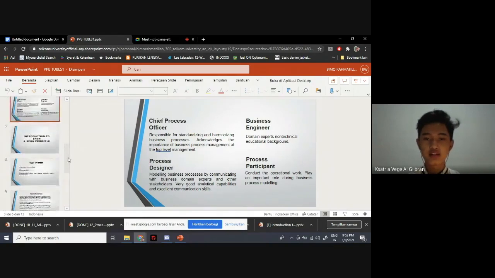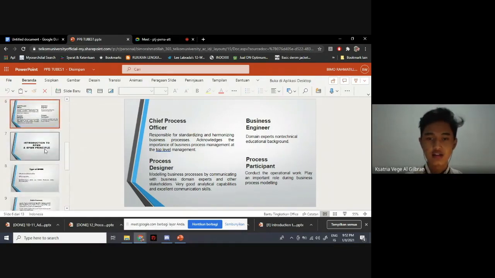And second, there is the business engineer. The job is domain expert, with a non-technical education background. And third is the process designer, who models business processes by communicating with business domain experts and other stakeholders, with very good analytical capabilities and excellent communication skills. And the fourth is the process participant, who conducts the operational work and plays an important role during business process modeling.